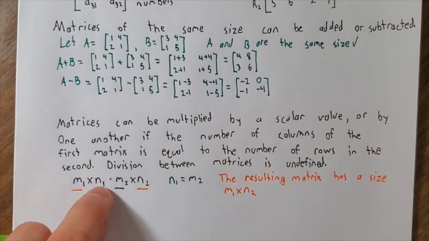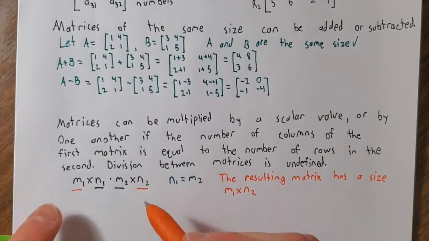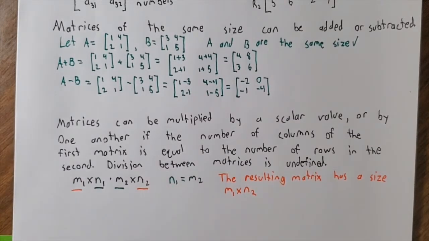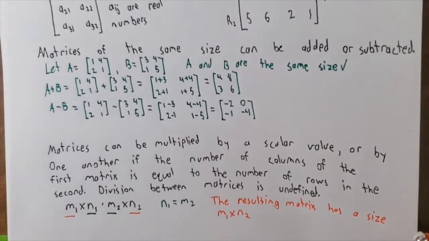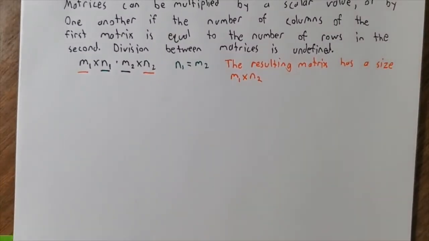So our inner values here tell us if the matrices are able to be multiplied together, and our outer two tell us what the actual size will be of our product matrix. Let's take a look at an example for multiplying by a scalar value first.